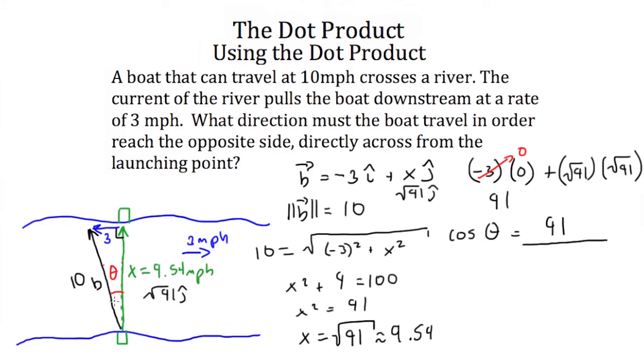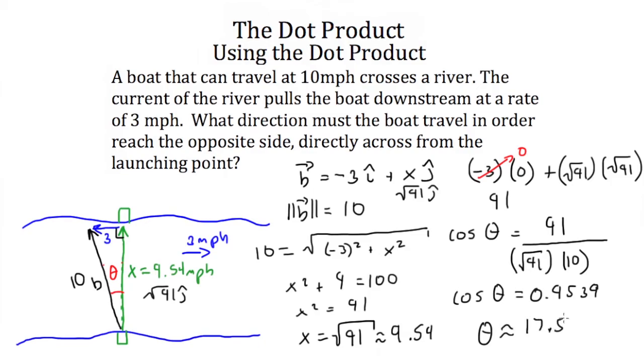Well, the magnitude of our green vector, since it only moves in one direction, is the square root of 91. The magnitude of our black vector, well, we know that. We started with that. It's 10. Plug all of this into your calculator and you'll get the cosine of theta is approximately 0.9539, and that theta is about 17.5 degrees.